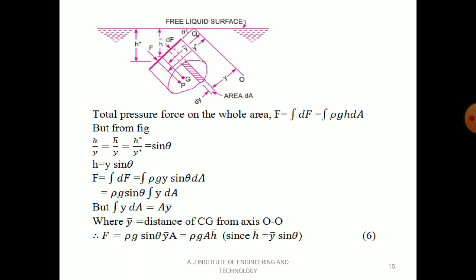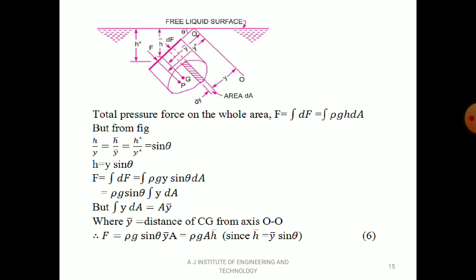But from the figure, by similar triangles, we get h divided by y equal to h bar divided by y bar equal to h star divided by y star equal to sine theta. You have to get it from the figure. Upon rearrangement we get the expression h equal to y sine theta. So F equals integration of rho g, and in place of h we substitute y sine theta, into dA. Rho g sine theta is a constant, so we can take it out of the integration sign.